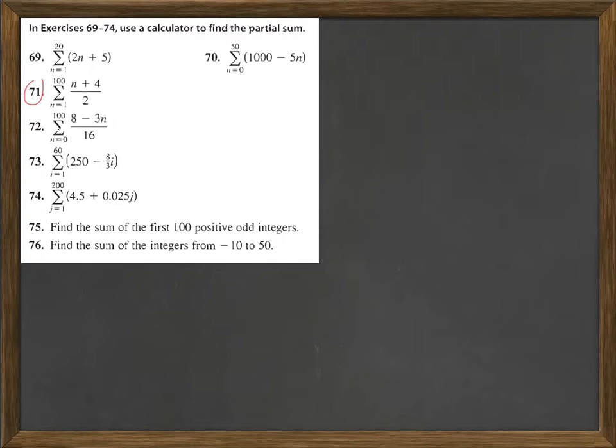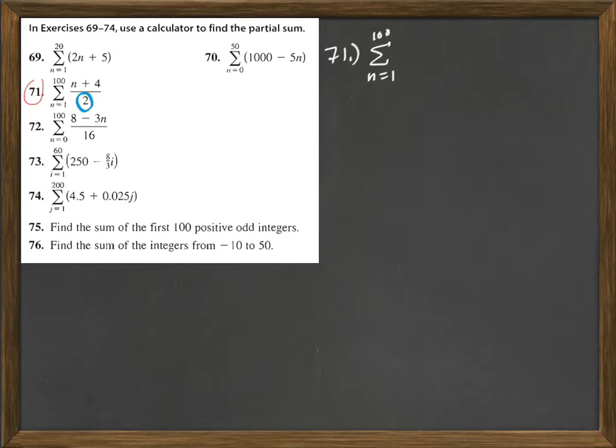Use a calculator to find the partial sum. All right, this first rule, or not this first one, but number 71, it gives us this nasty looking rule. I'll tell you when I'd use the calculator. But it's a fraction. Let's not do that.